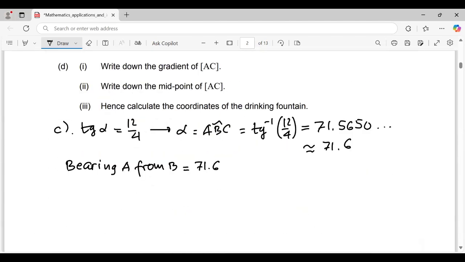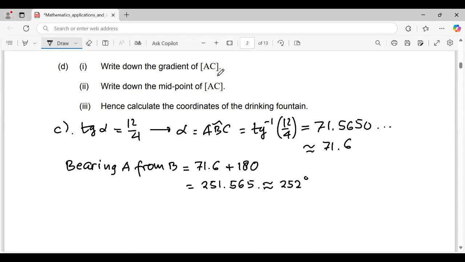So bearing A from B is alpha 71.6 plus 180, equal 251.565. Okay, and so on. So it's equal 252. Yeah, 252. Round off becomes 252.